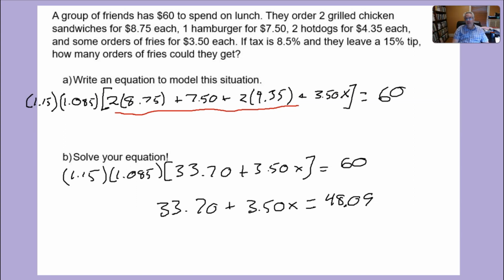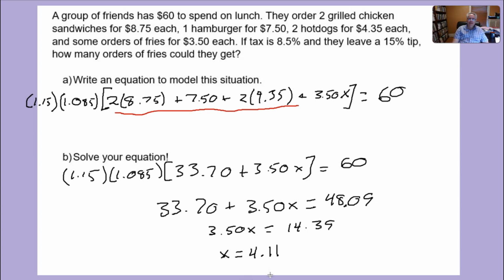All right, now finally, this is starting to look reasonable. We can subtract 33.70 from both sides. We get 3.50x equals 14.39. And finally, we can divide both sides by 3.50, and we get x equals 4.11. Wow, this is the craziest thing we're going to do all year.